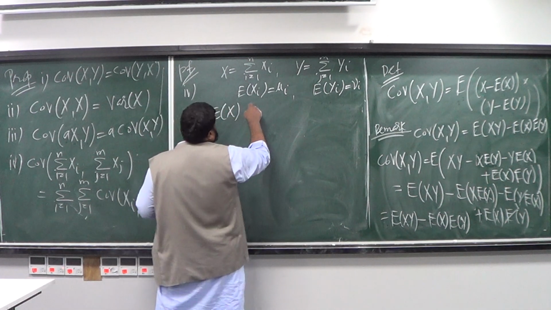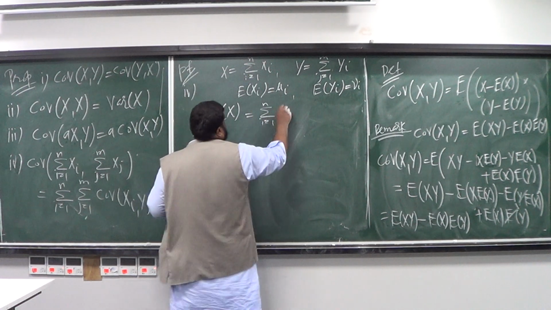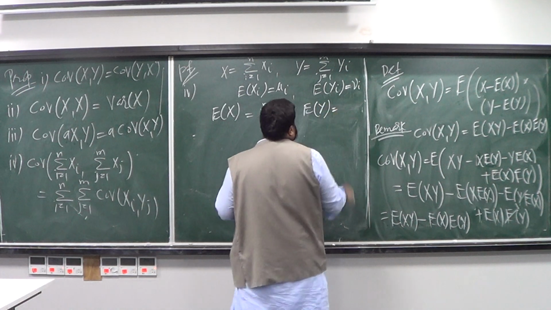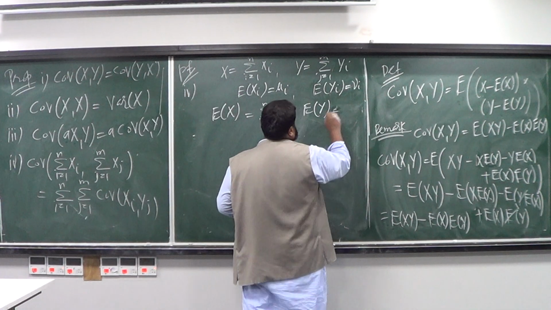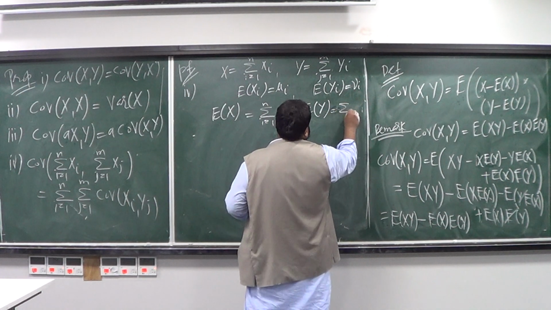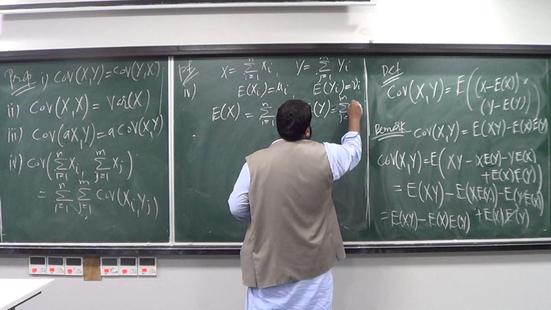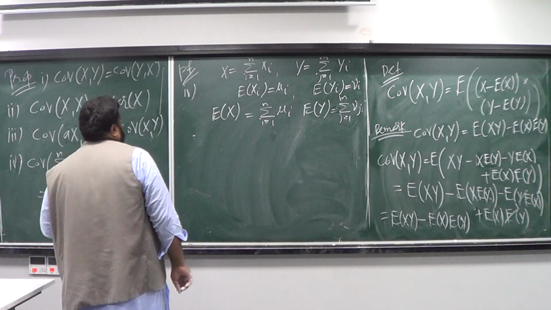Then what would be the expectation of X? The expectation of X is going to be the sum of expectations, in other words, the sum from i equal to 1 to n of mu i, and the expectation of Y is going to be the sum from j equal to 1 to m of nu j. This is what the expectations of X and Y are going to be.